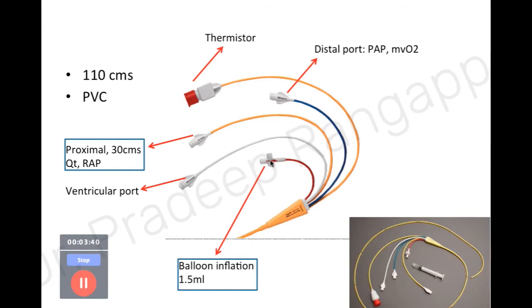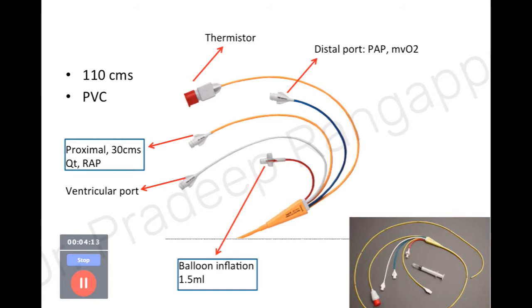And this is the balloon inflation. So as you see, there will be a small balloon at the tip of the catheter. If you see this yellow, we used to call this the snake in our lingo when we were inserting these. So it has a small balloon at the tip. This is where you put the syringe and inflate 1.5 ml of air, and this balloon gets inflated, and that is where it goes and wedges into the pulmonary artery. So that the pressure it records is a reflection of the left atrium. So that is how you need to understand.